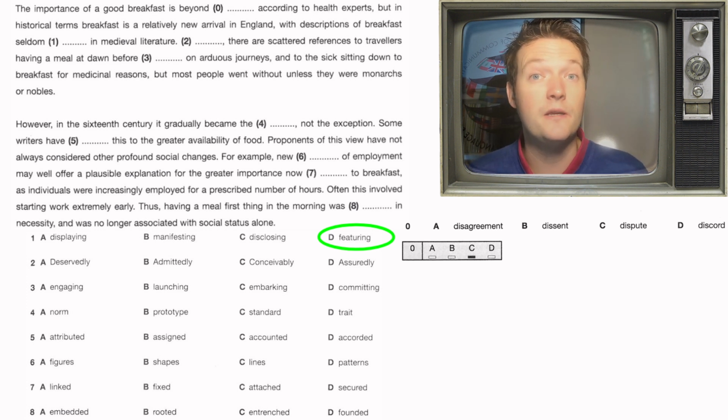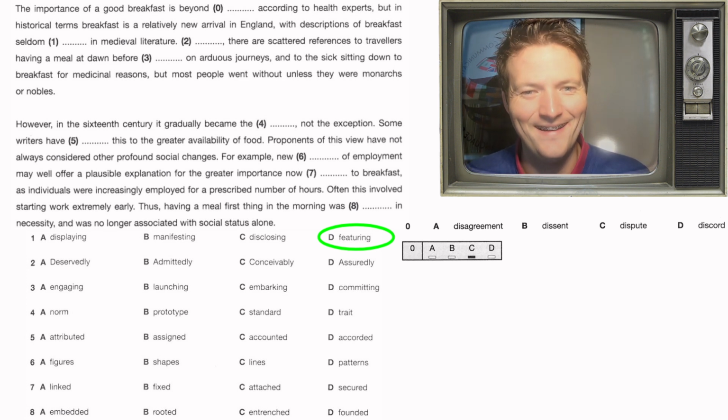So basically, in medieval literature, descriptions of breakfast very rarely appear. They seldom feature in medieval literature. Okay, so we got past number 1. It's only taken me 4 minutes. Okay, I'll try and go a bit faster.